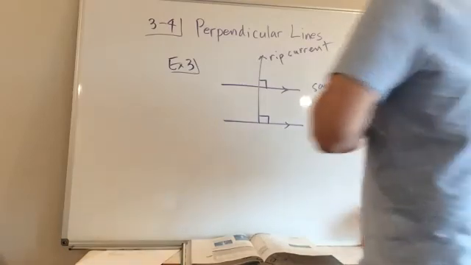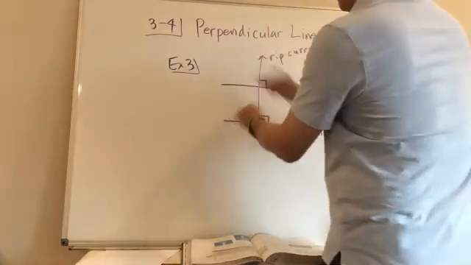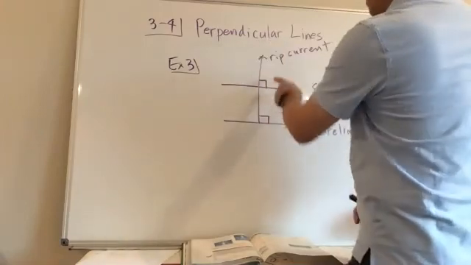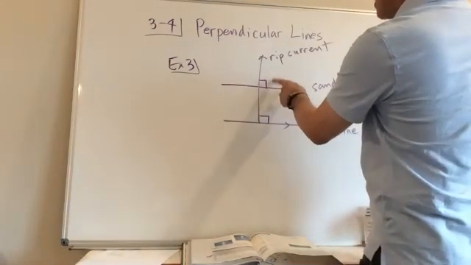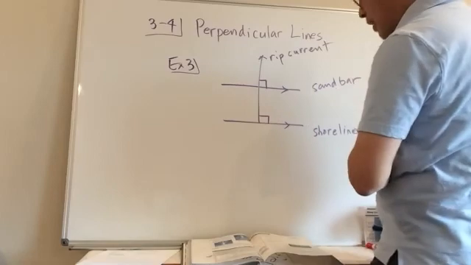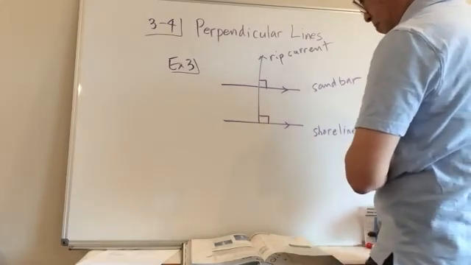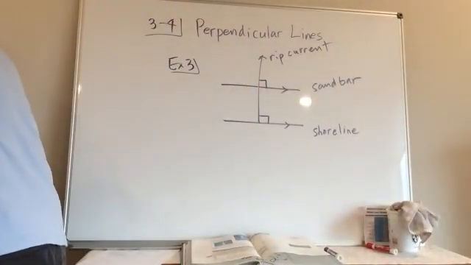Well, it's because these two are parallel, right? And this is a transversal, that means they're corresponding angles. So if this is 90 degrees, this guy must be 90 degrees also. Okay? All right. Any questions? Any questions of what we talked about?